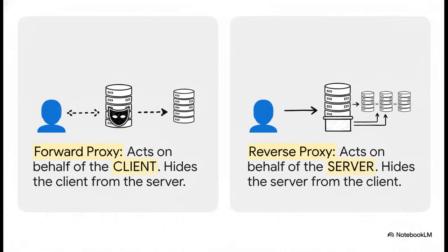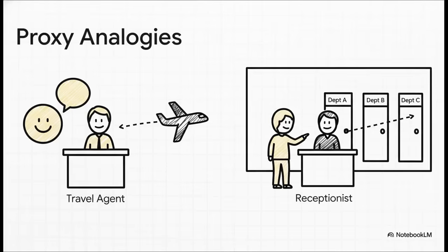A reverse proxy? That one works for the website's server, acting as a front door to manage all the traffic coming in. Let's stick with analogies, because they work so well here. That forward proxy? It's like your personal travel agent. You tell them where you want to go, and they handle all the details with the airline. The airline never even talks to you directly.